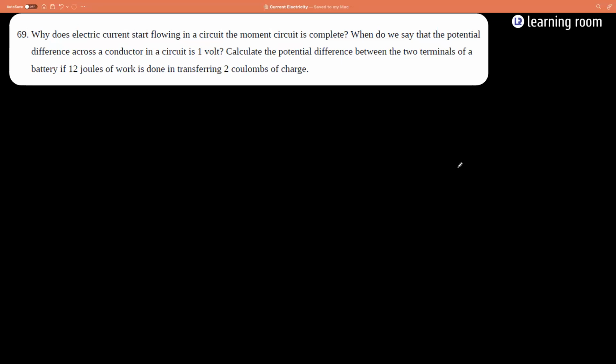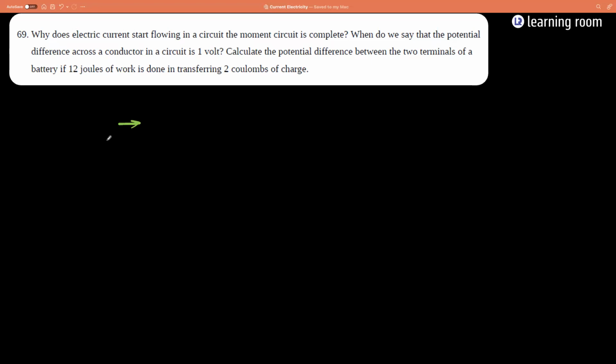So why does the electric current start flowing in a circuit the moment the circuit is closed? Why is it happening? See, if something has to move, somebody has to do work. So when the circuit is closed, who is doing the work on the charges inside the wire? It is the battery. The work done by that battery is what is going to put the charges in motion. So the answer is: when the circuit is closed, the potential difference is developed, which drives the charges inside the wire.